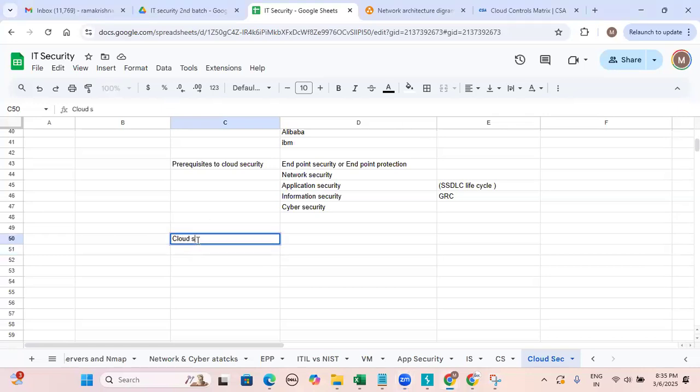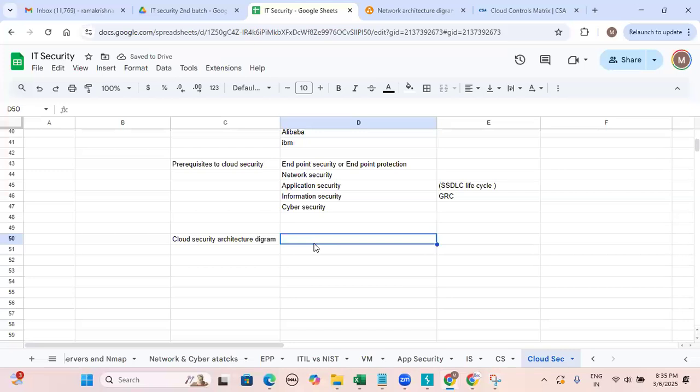So first one is the cloud security architecture diagram. Hope everybody remembers the network architecture diagram. If you remember the network architecture diagram, then only you will understand the cloud security architecture diagram. Otherwise, it's very difficult. Hope you remember the network architecture diagram, if I understood correctly. Am I right? Yes, sir. Okay, what about others?